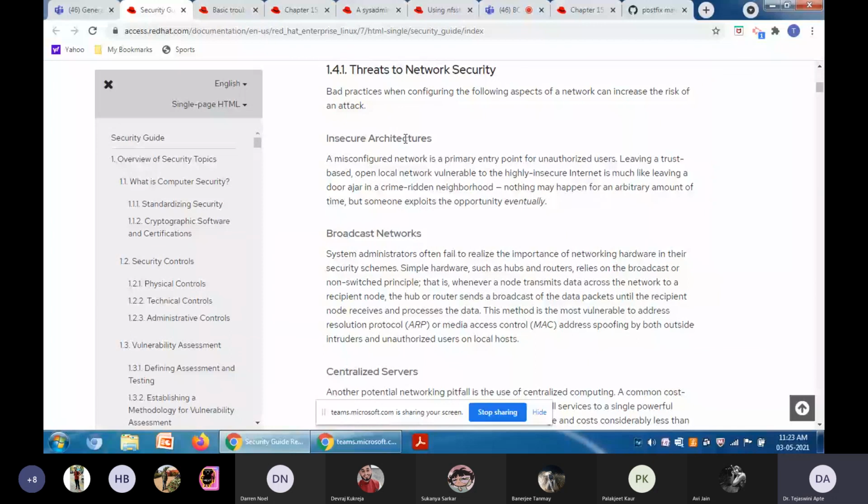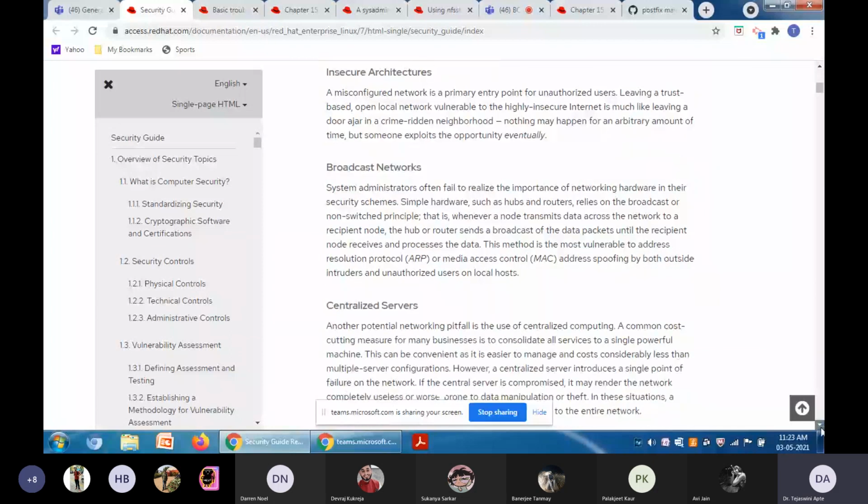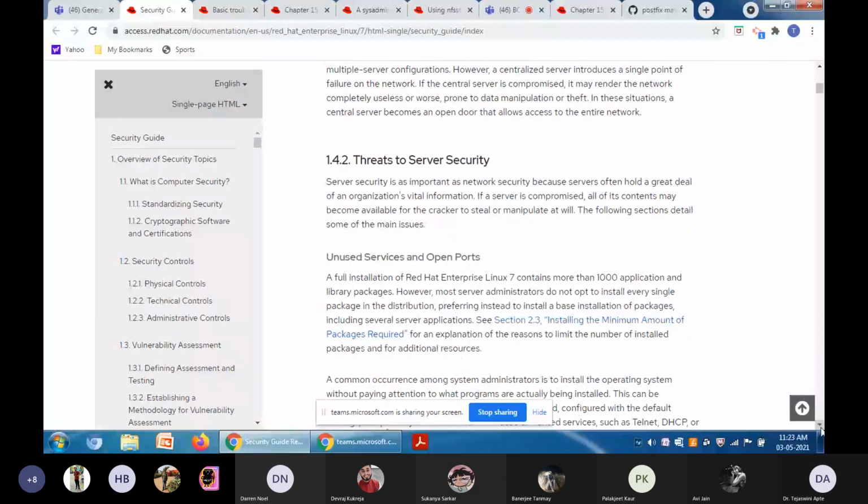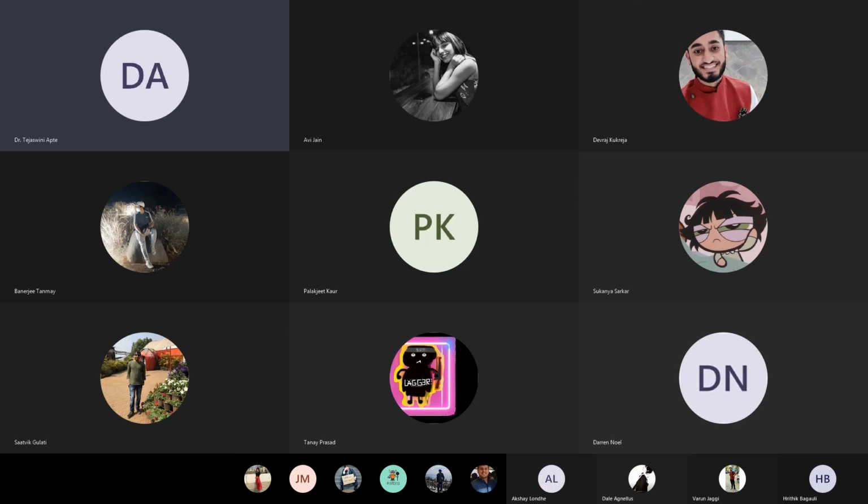with respect to insecure architecture, broadcasting the network, centralized servers, and then server security. Fine, all the students? So these are the things that are supposed to be in your next evaluation.